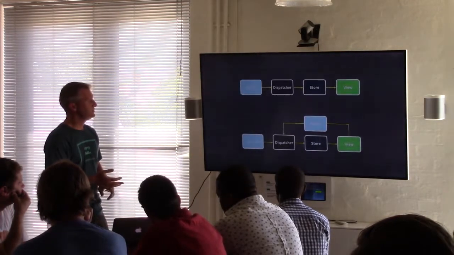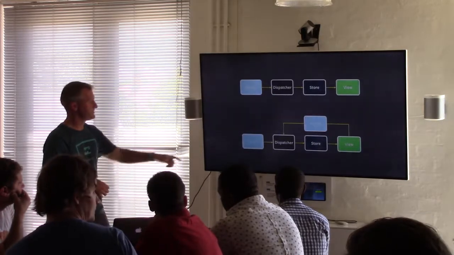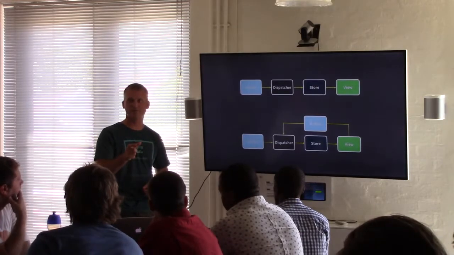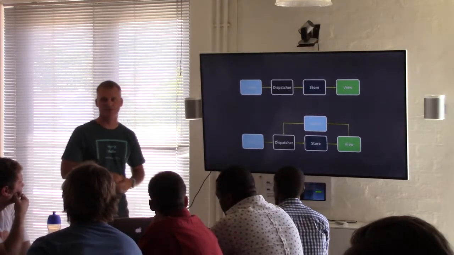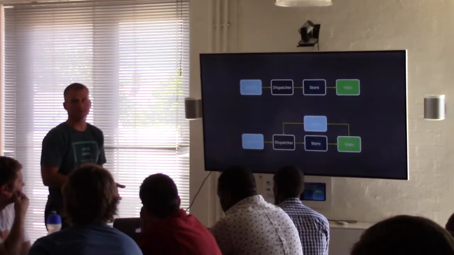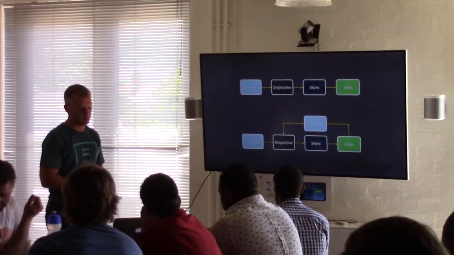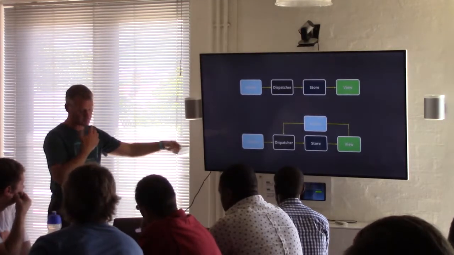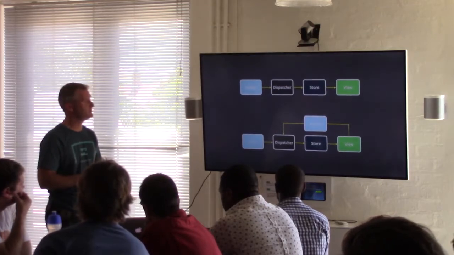So as I say, it's a unidirectional flow. So an action is very simple. It's just a JavaScript object. It's got a type field, and that type field has a string. So we'll say type colon, load patients, that's an action. And what you do is that action gets dispatched. The dispatcher is responsible for sending that action to the store.